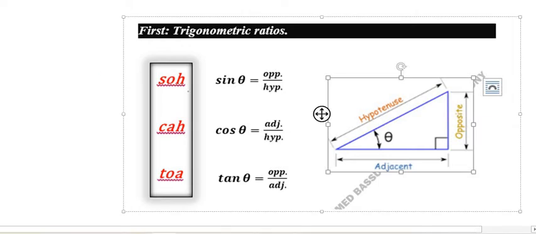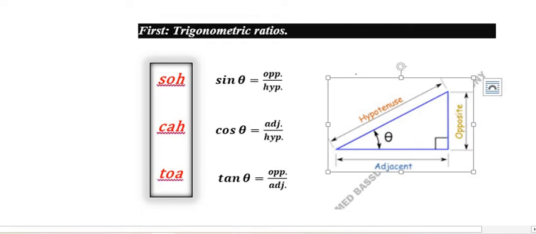Guys, have you ever heard of SOH CAH TOA? Let me explain the meaning of this. Imagine that I have this right angle triangle, and I have here the angle theta. The side which is opposite to the angle theta is called the opposite side. The side which is next to the angle theta is called the adjacent. And of course, the side which is opposite to the 90-degree angle is called the hypotenuse.